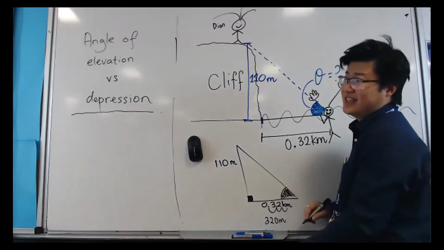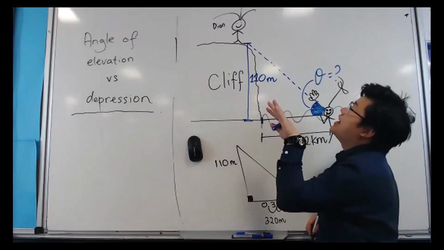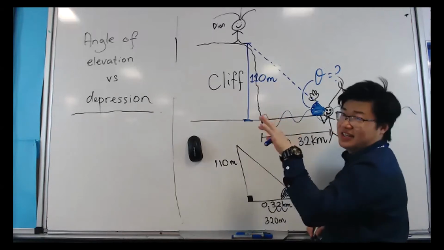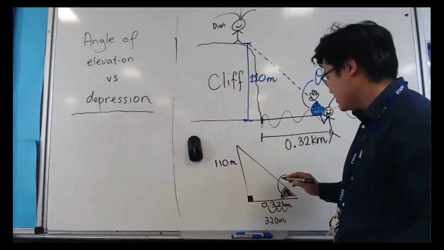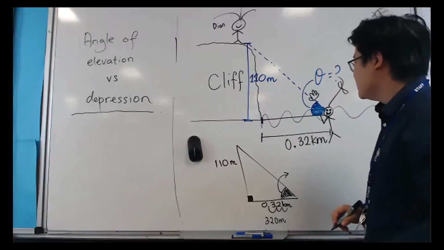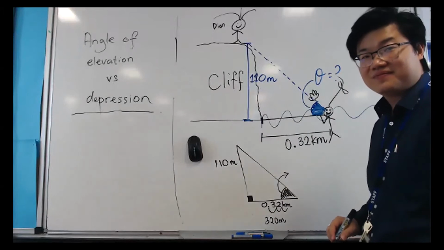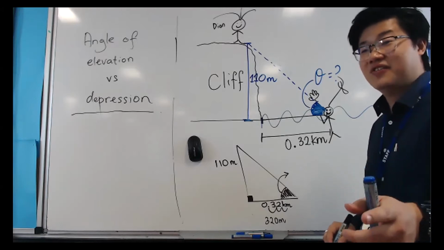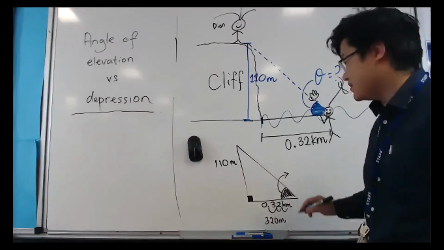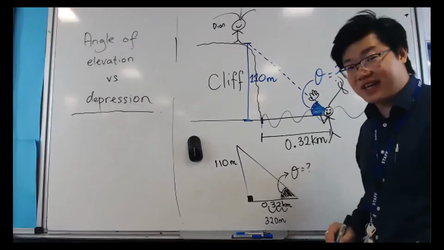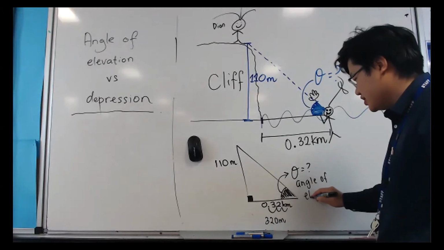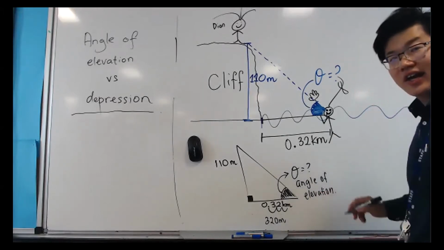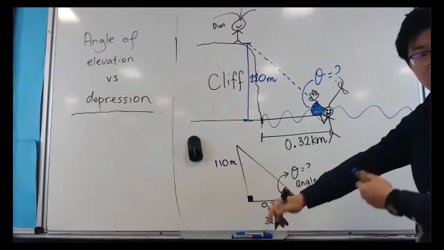The angle that Denise uses to look at Dion, who's on the cliff. So how much is that? Now I'll let Denise answer that. Denise, what's the theta? I don't know. And I don't know is the correct answer because you are looking for theta, aren't you? You're looking for the angle of elevation. So now let's do it.